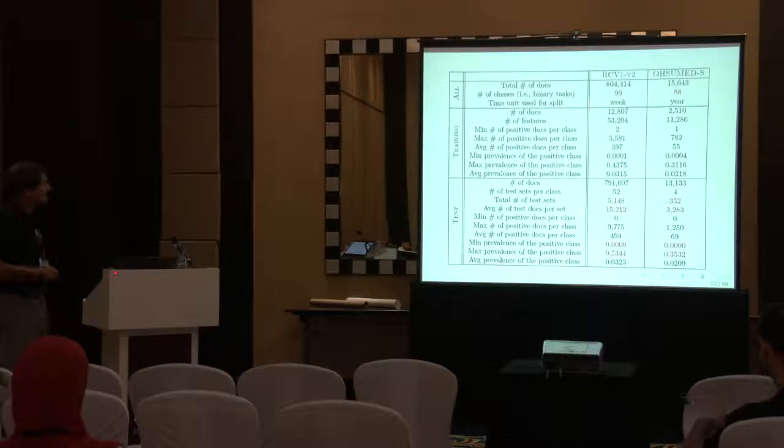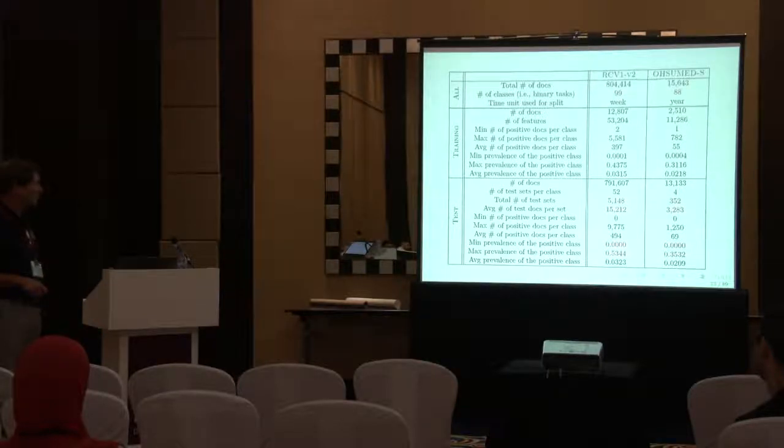And you can see that the data sets are very varied. Here there are 99 binary classes, here 88. And there are lots of test sets. This generates more than 5,000 test sets, and each test set on average is pretty big in itself, 15,000 documents. And the data sets represent a wide array of different class prevalences.